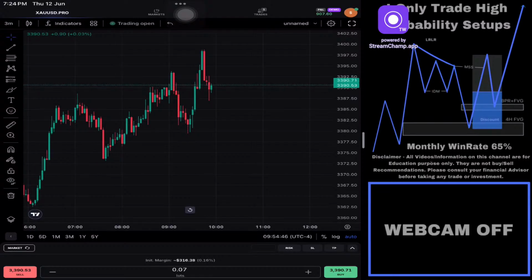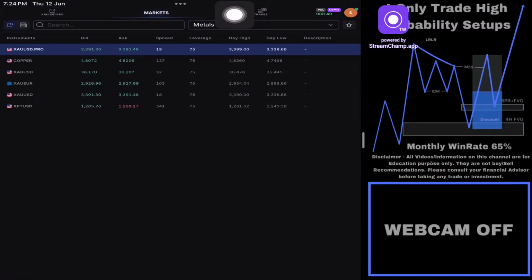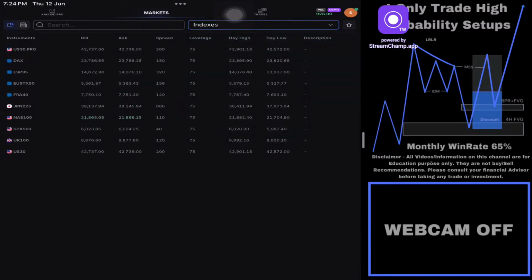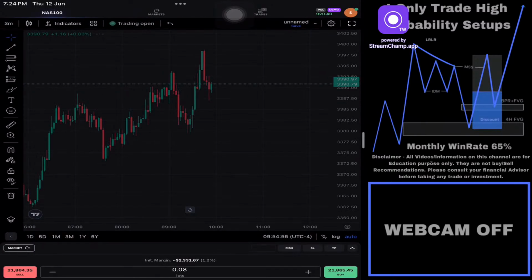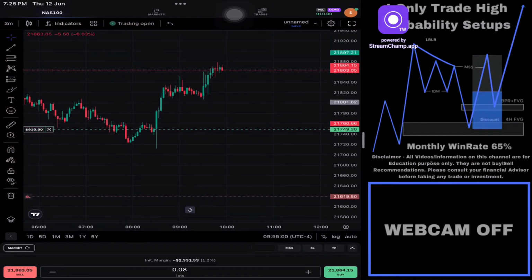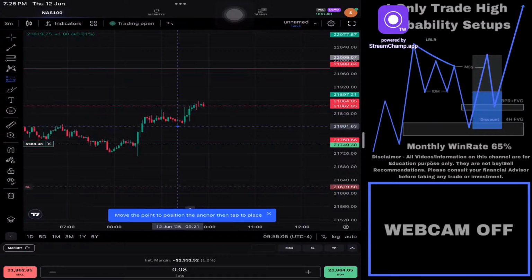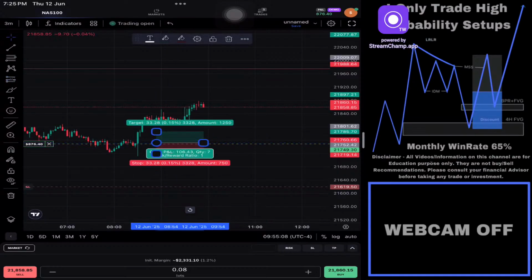So this is the gold chart, and I already made a position in Nasdaq. You can see I already made a position. This is my swing trade, and it is almost 1:2. I will show you with projection.